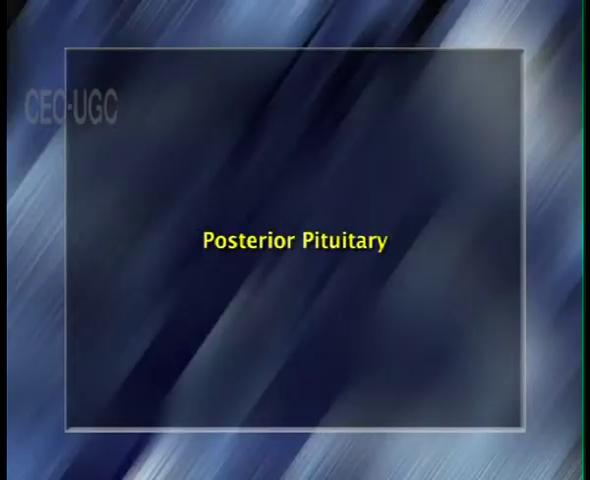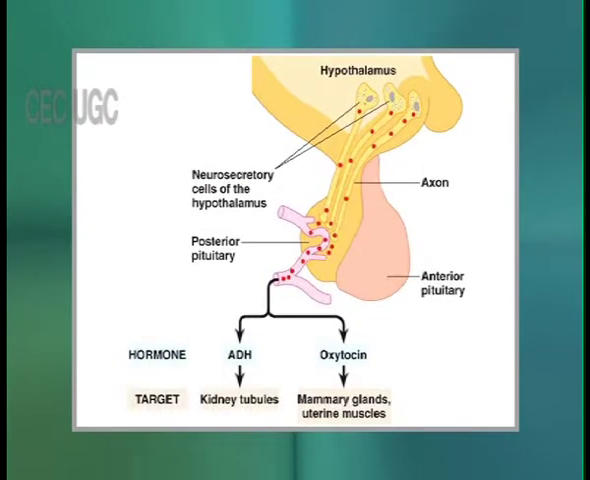So, the posterior pituitary. The posterior pituitary gland is actually nervous tissue or neurosecretory cells which create two hormones: oxytocin, which triggers uterine contractions during childbirth and the release of milk during breastfeeding, and next, antidiuretic hormone, which prevents water loss in the body by increasing the reuptake of water in the kidneys and reducing blood flow to sweat glands.